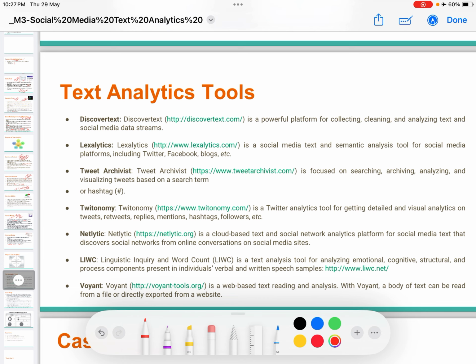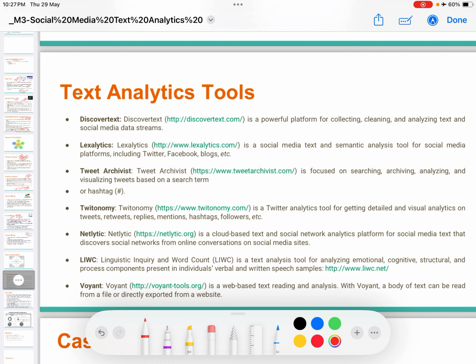Tweet Archivist is focused on searching, archiving, analyzing and visualizing tweets based on the search term or hashtags. Tweetonomy is a Twitter analytics tool for getting detailed and visual analytics on tweets, retweets, replies, mentions, hashtags, followers, etc. Netlytic is a cloud-based text and social network analytics platform for social media text that discovers social networks from online conversations on social media sites.